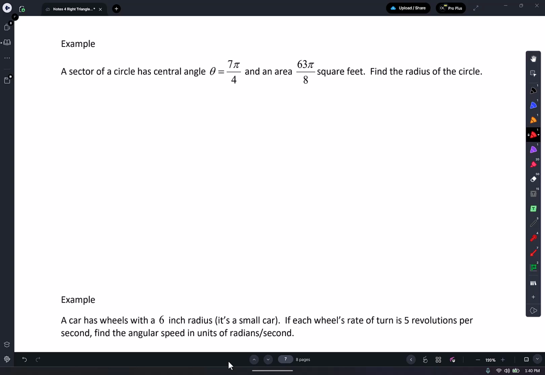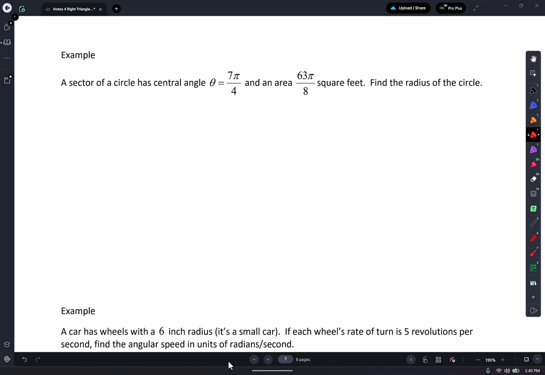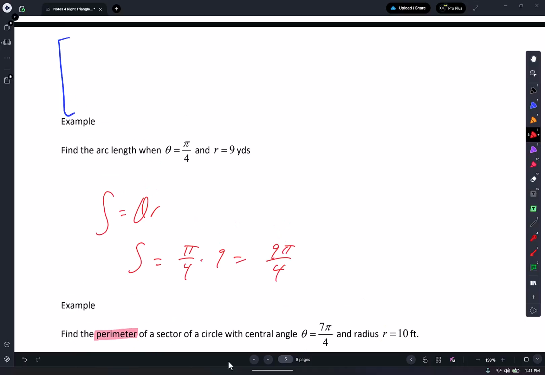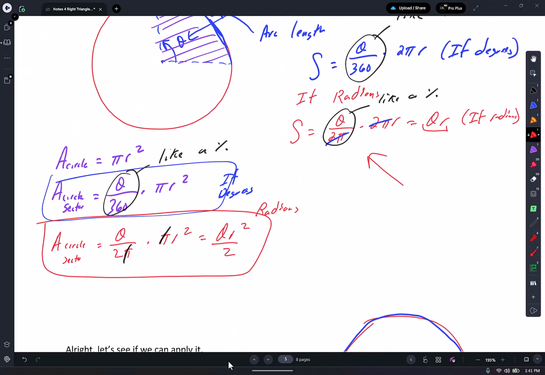Okay. Here we go. A sector of a circle has a central angle 7 pi over 4 and an area 63 pi over 8 square feet. Find the radius of the circle. Is this in radians? It's going to make your job so much easier, guys. You're going to come over here to your notes and say, oh, look, area of a circle, if it's in radians, is theta r squared over 2. Do you guys see that?